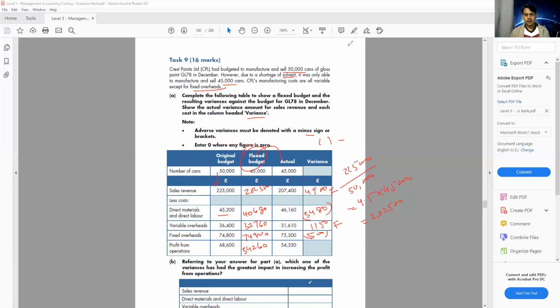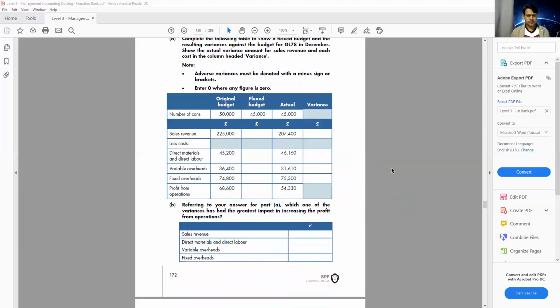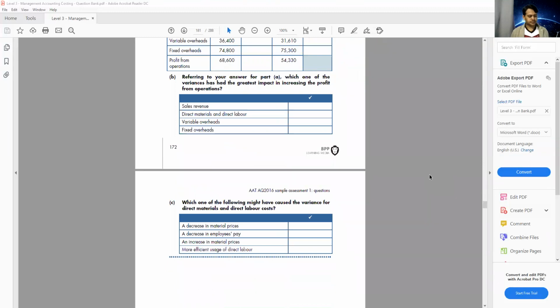Let's look at what else you have here. Okay, let's find out the reason. Part B says, referring to your answer for part A, which one of the variances has had the greatest impact on increasing the profit? The sales revenue, 4,900, was favorable. It has the greatest impact on increasing my profit.